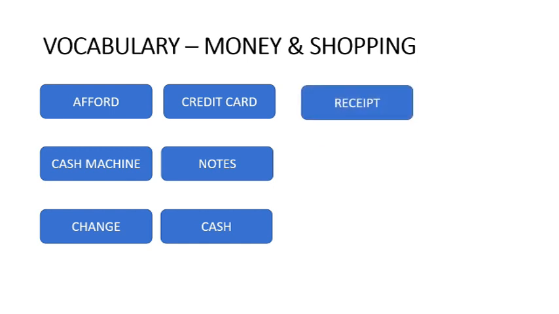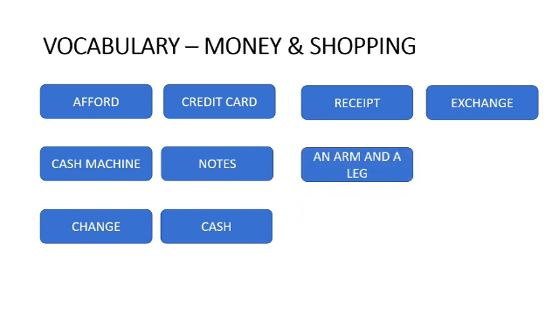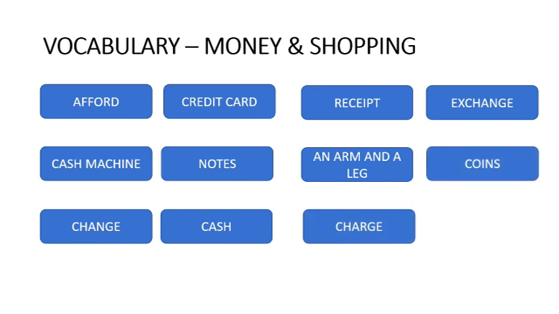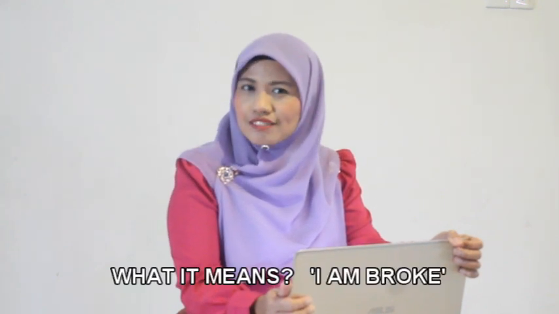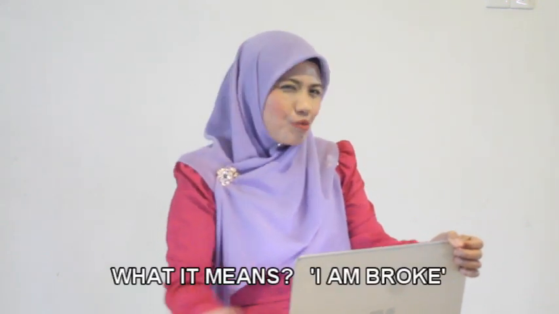Receipt, exchange, an arm and a leg. Coins, charge, and last word is broke. Now, do you know what it means when someone says, I am broke? Please find out, what does it mean?